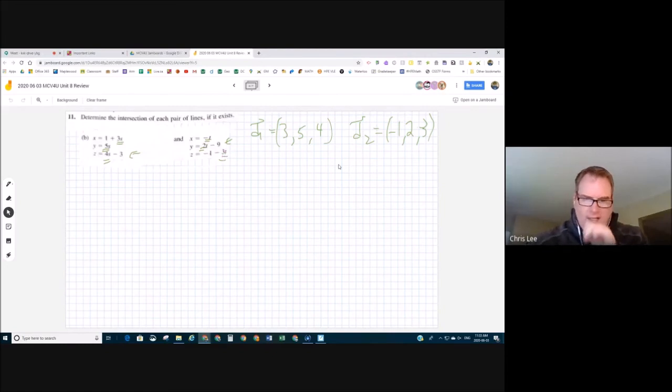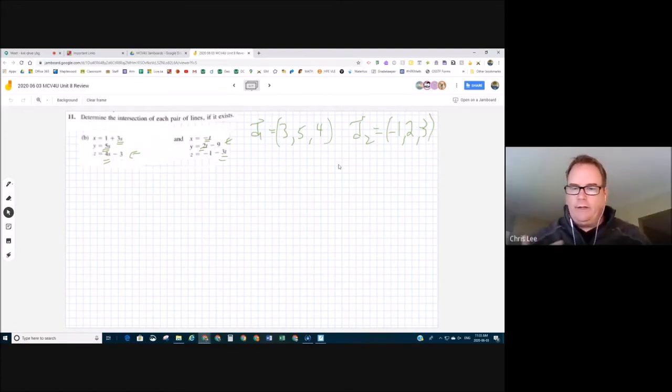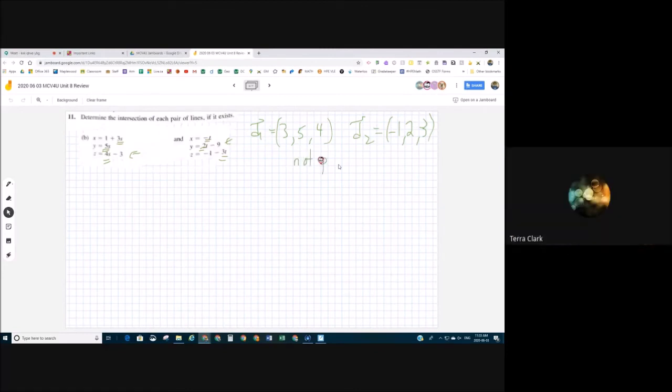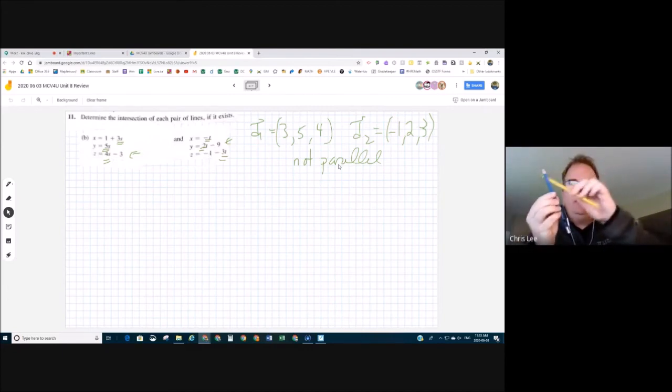Are they scalar multiples of each other? No. So even if one was twice as big or a third as big or whatever, they would be parallel, but these ones are not, so they're not parallel. That means if you've got two lines and they're not parallel, technically they should touch. We discovered there's a special case where they don't, but we're going to assume that they do.